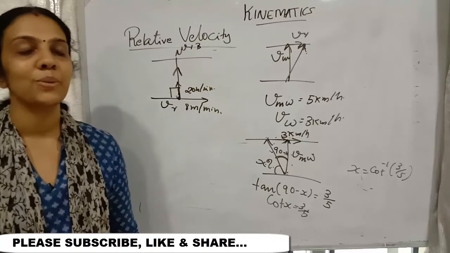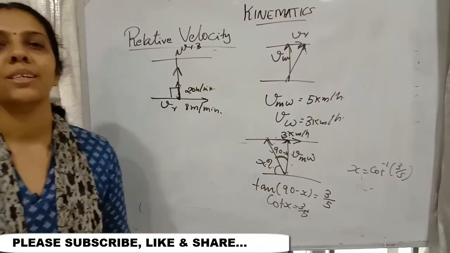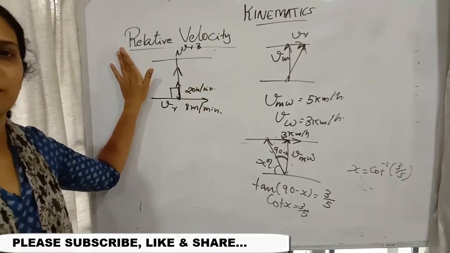Okay children, so these are some of the questions relating to this crossing river problem. So in the next class we will be again continuing with the relative velocity chapter only.